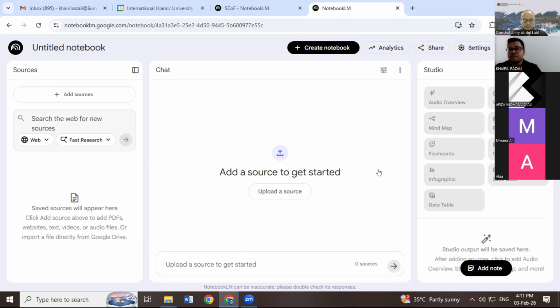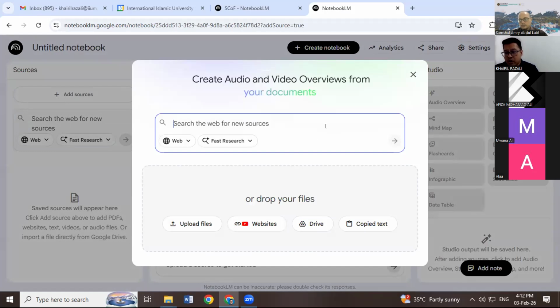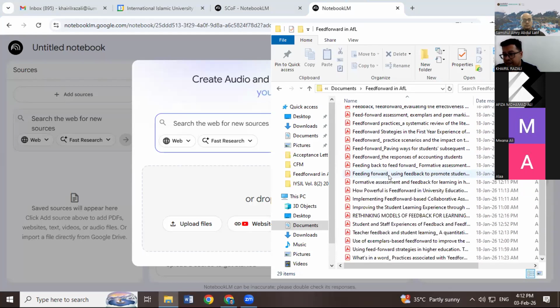All right. So now, I have covered a little bit on the background of what Notebook LM is. First of all, when you open your Notebook LM, you will come to this page. You create the notebook here, and you can start to add on. From here, you open your papers. This is one folder that I have on feed forward in AFL, assessment for learning. This is my area actually. These are all the papers that I have on this topic.